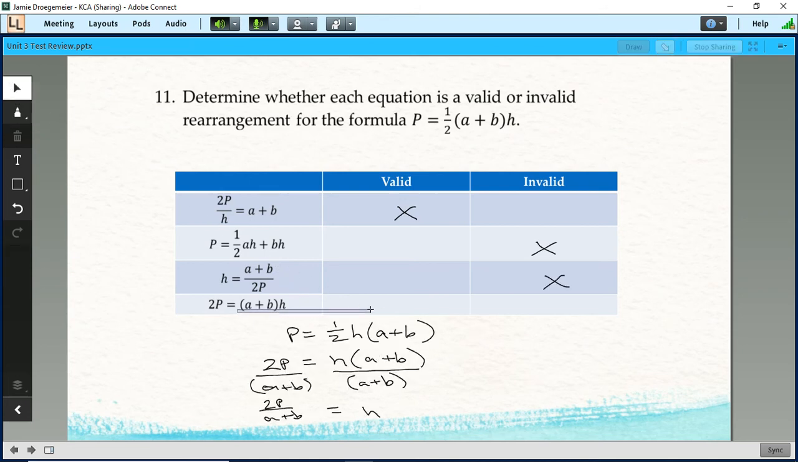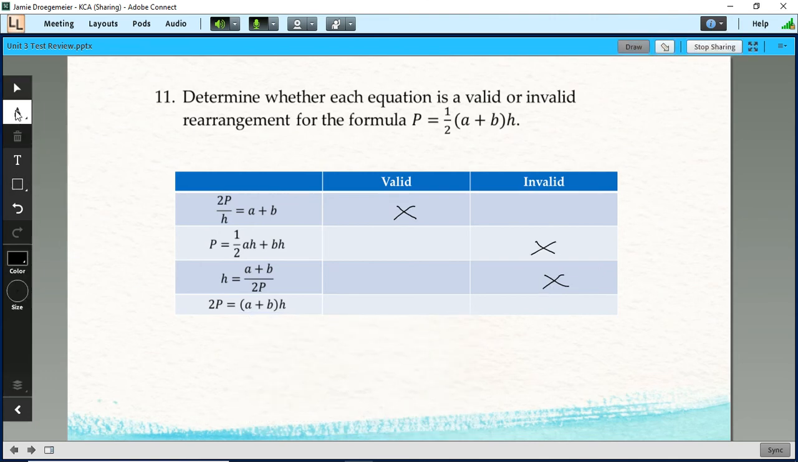All right, and then our last one here, it's kind of a long problem. I appreciate you hanging with me here. They have it solved for p, but they just have 2p there. So if I just have a plus b times h over here, then that means they got rid of the 1/2. So they divided each side by 1/2, or like we said, multiplied each side by 2. Over here, that's 2p. Over here, that would be a plus b times h. And so that would be a valid rearrangement of that particular formula.